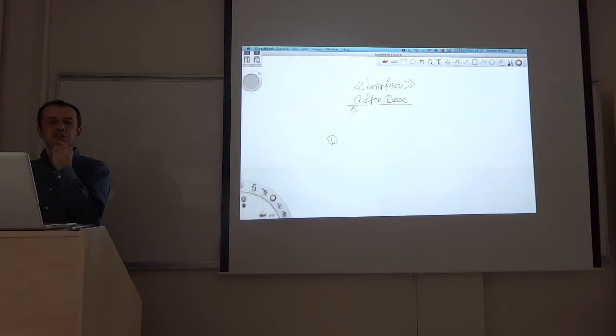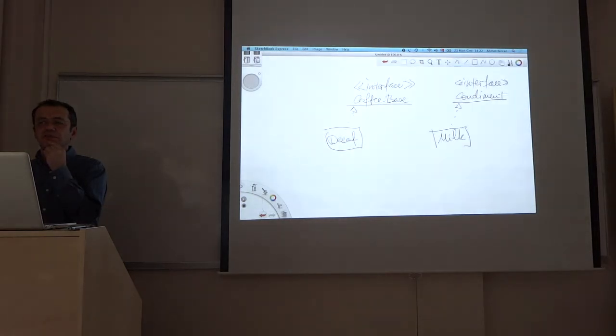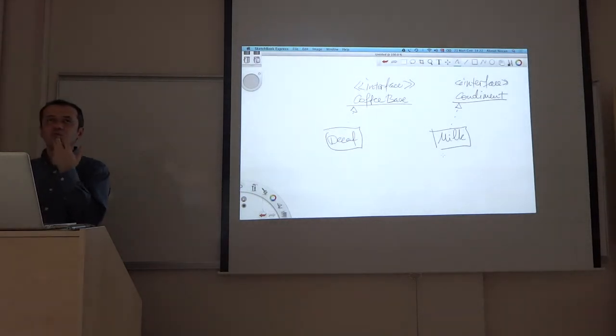Decaf, for example. And I have another interface, which is coffee condiment. Okay, I have like milk in here. So where am I going to store the information, like the price? I will store all the information here, like the price, for example. Yes. Because the coffee base has a property price, all of them will have to implement price.